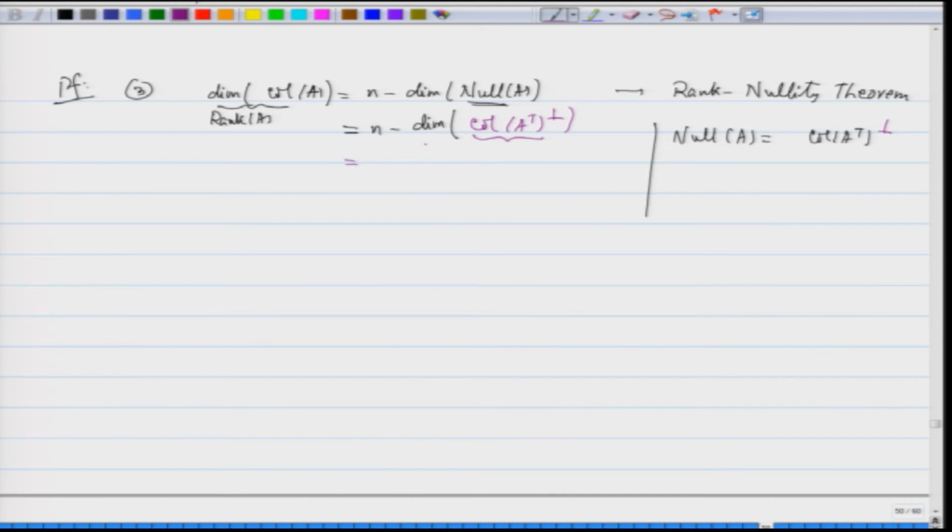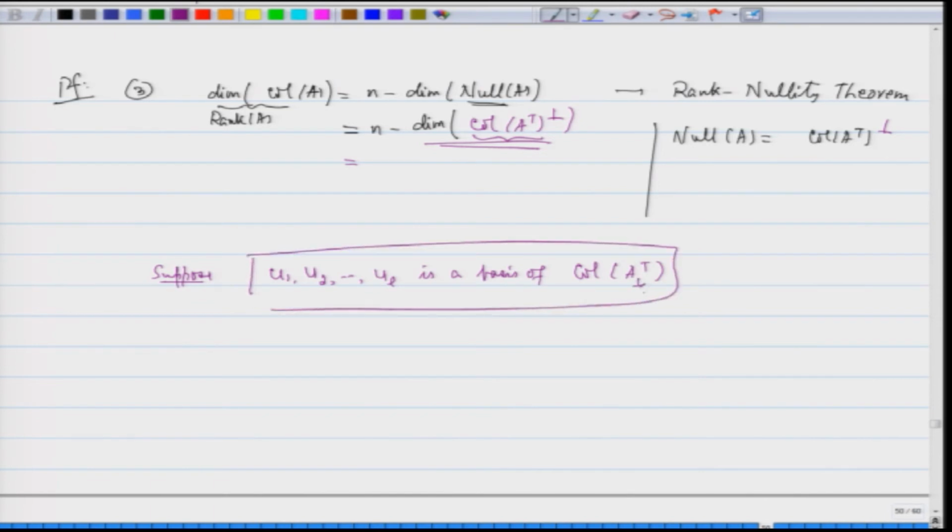Let us look at this part to understand it better. Suppose I give you u1, u2, up to ul as a basis of the column space of A transpose. A transpose is an n cross m matrix, so each column is of size n. Now, if this is a basis, can we find orthogonal vectors? That is the first question. Second, if yes, how many of them?